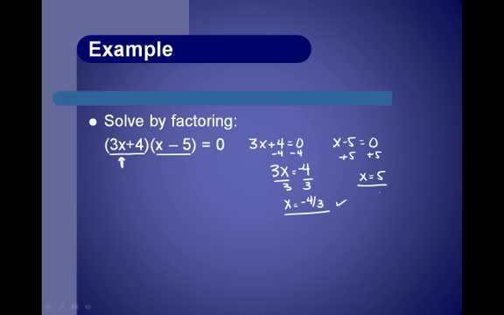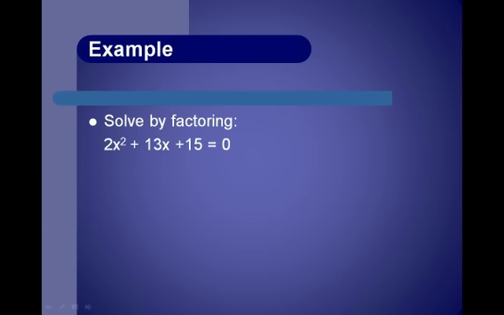That one checks. If we plug in 5 into the second piece, we get 5 minus 5 is 0, so any number times 0 is 0. So in this case, both of our solutions check. Let's do another one. To solve this equation by factoring, step 1, set it equal to 0.